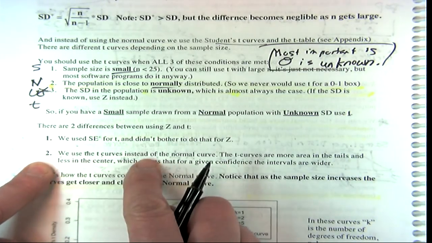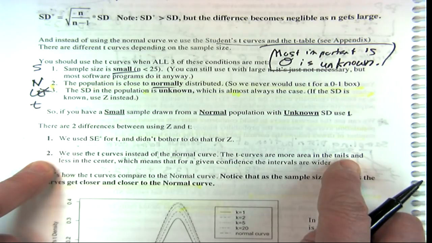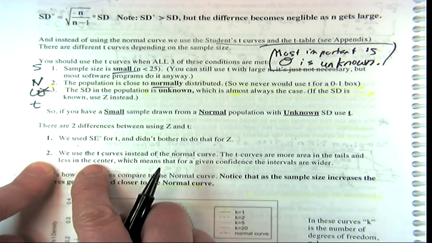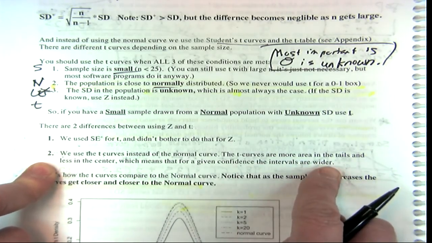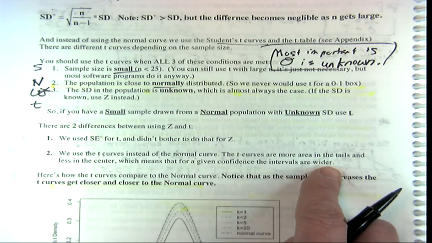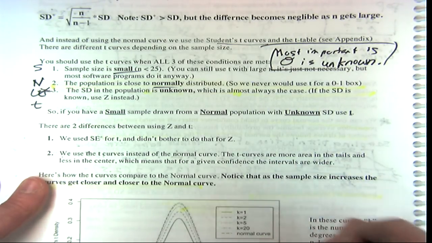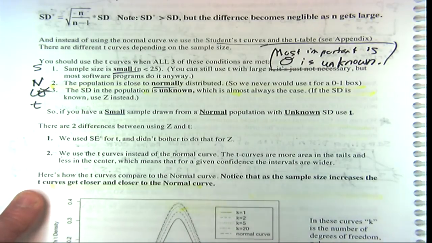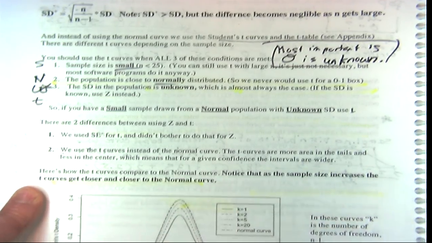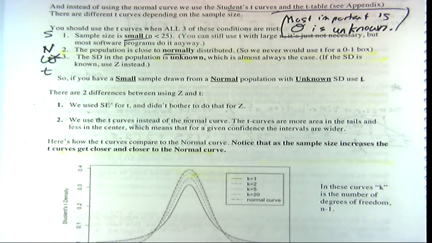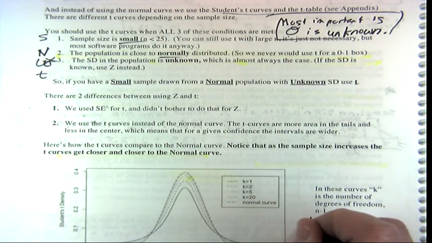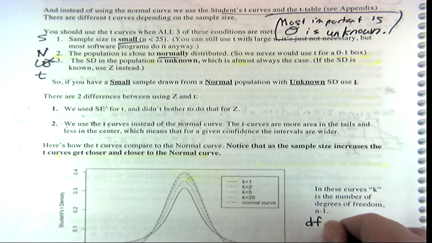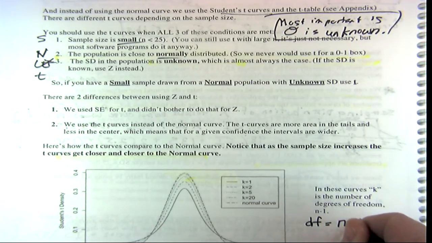So there's two differences. Now, we use T-curves. The T-curves have more area in the tails and less in the center, which means that for a given confidence level, the intervals are wider. So how do they compare to the normal curve, just so you can see? In these curves, K is the number of degrees of freedom. So what are degrees of freedom? Degrees of freedom in this case are n minus 1.